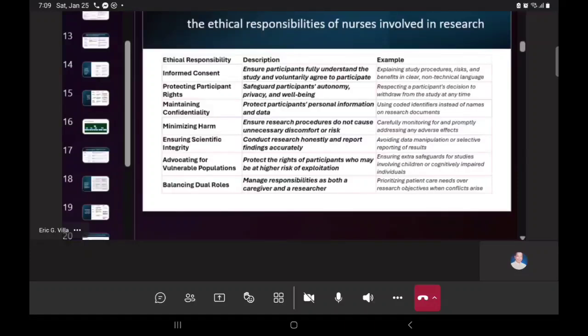Nurses involved in research bear significant ethical responsibilities that are essential for protecting participants, maintaining research integrity, and also upholding the values of the nursing profession. By adhering to these ethical principles, nurses contribute to the advancement of healthcare knowledge while ensuring the highest standards of participants' protection and scientific rigor.